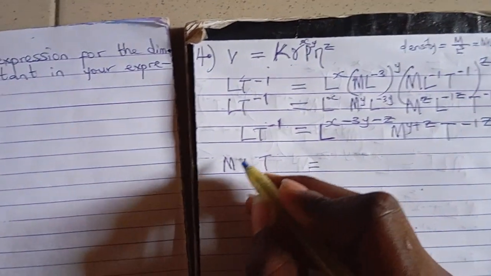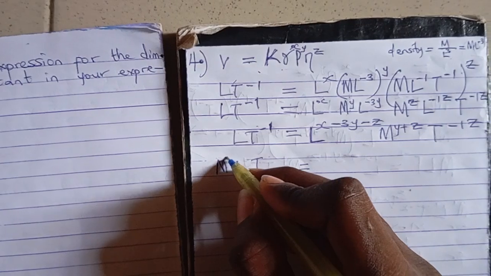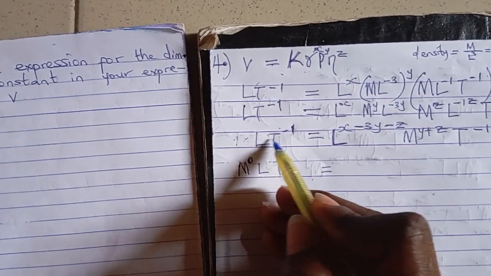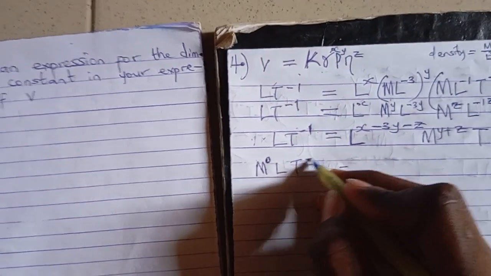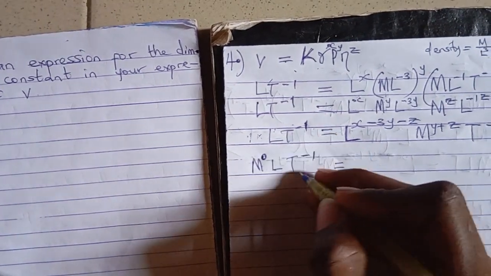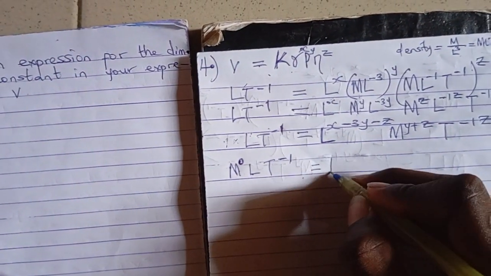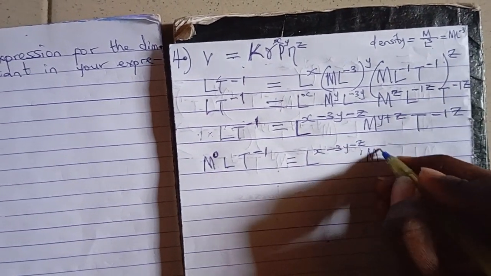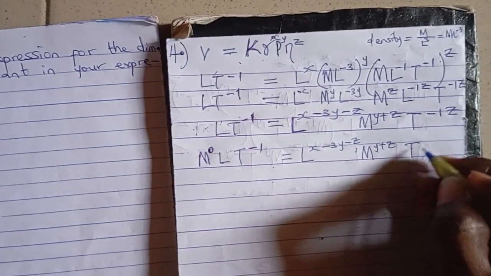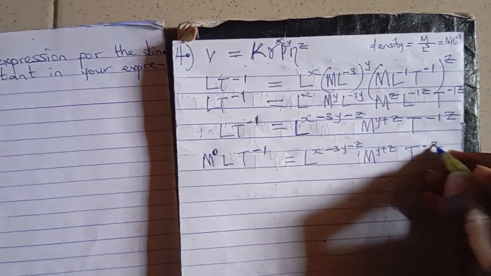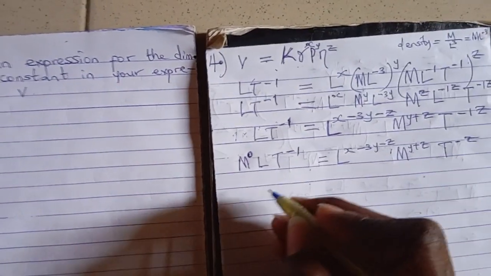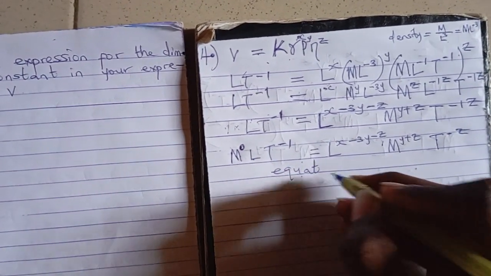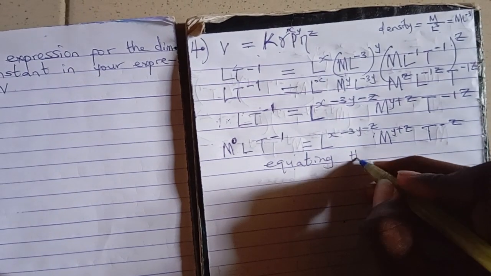We should have MLT and MLT, left hand side and right hand side. Since there is no M on the right hand side, on the left hand side we'll put 0, because anything raised to power 0 is 1, and 1 times everything here is still everything here. So let's bring down this one, L T minus 1. So minus 1 is equal to minus z. At this junction, we need to now do what we call equating the basis.